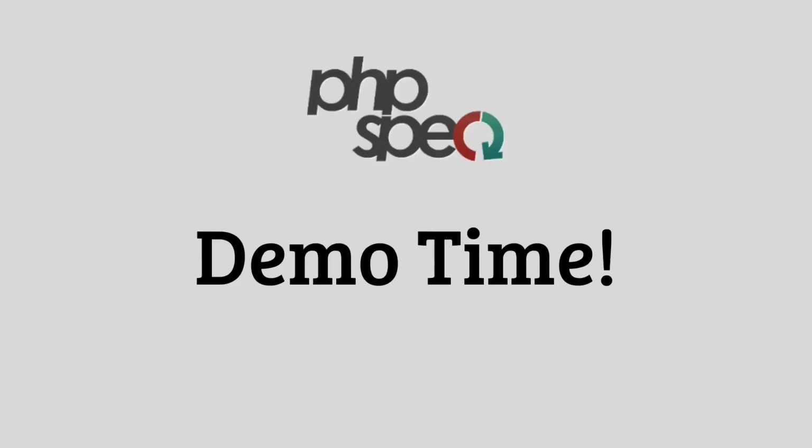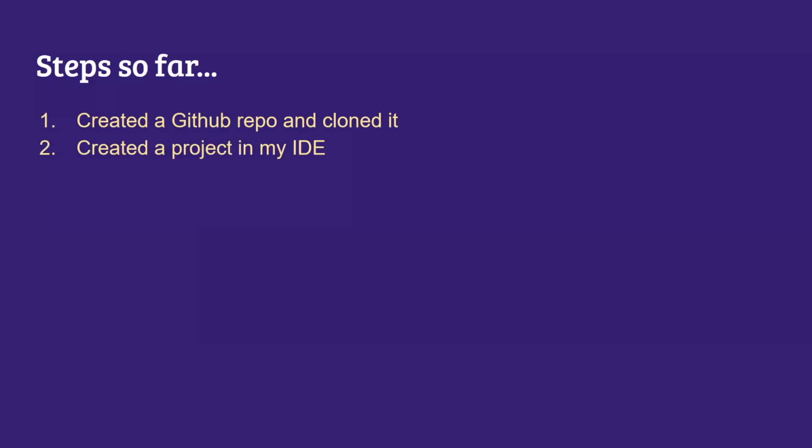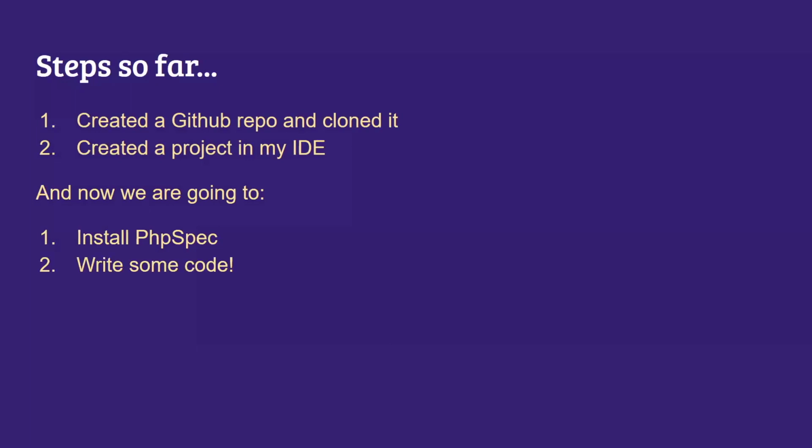So let's get a demo going. I've prepared some stuff, but there's still some things to do. So what I have done so far is I've created a GitHub repo and I've cloned it. And then I've created a project in my IDE, which is Eclipse. Don't blame me for not using PhpStorm. So we've done those two steps, and now we are going to install PhpSpec and write some tests and then some code.